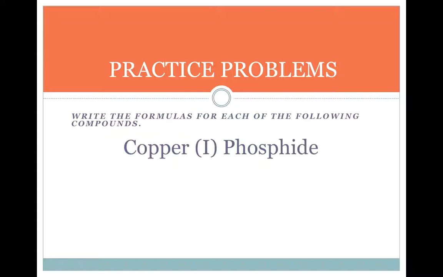Copper 1 phosphide. Again, they're using the stock system. The 1 in Roman numerals is telling us the copper's charge is plus 1. Phosphide is in group 15. Phosphide is P minus 3. If we do crisscross, we get a final answer of Cu3P.